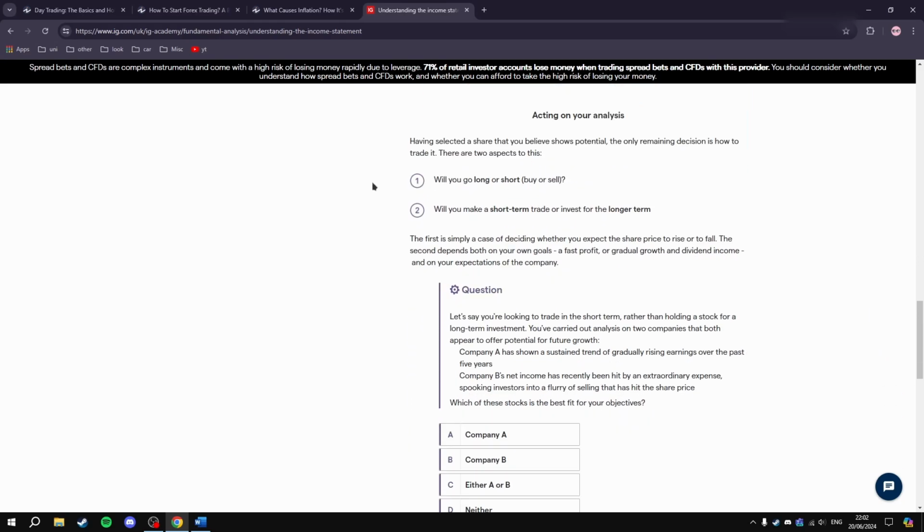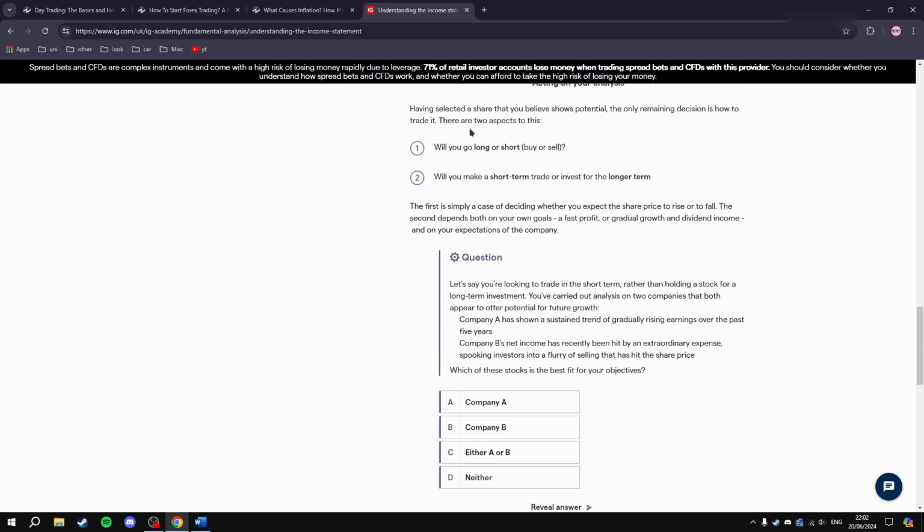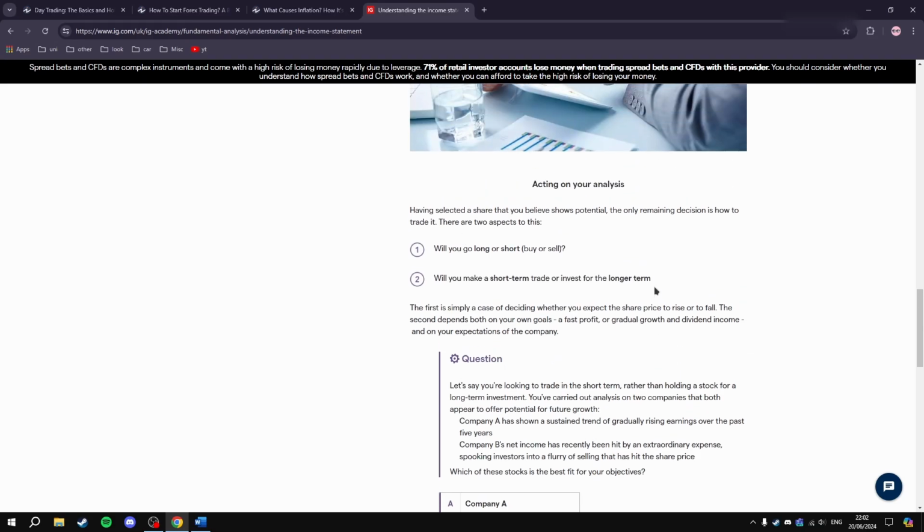Acting on your analysis. Having selected a share that you believe shows potential, the only remaining decision is how to trade it. There are two aspects to this. Will you go long or short? Will you make a short-term trade or invest for the long term?